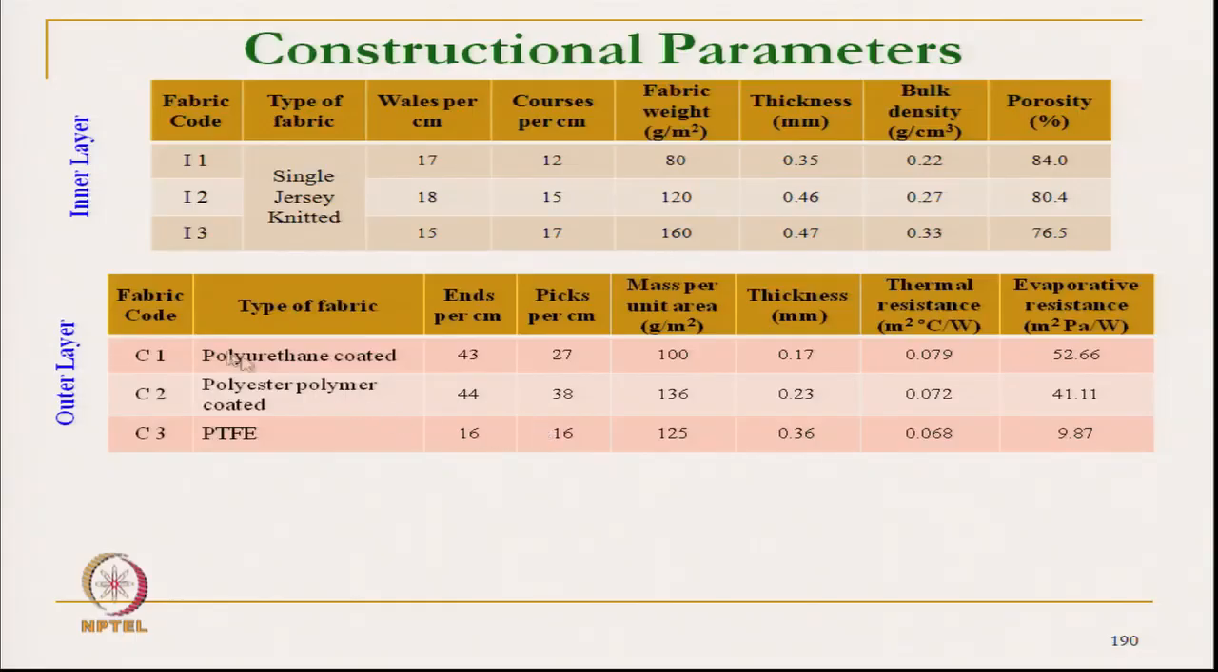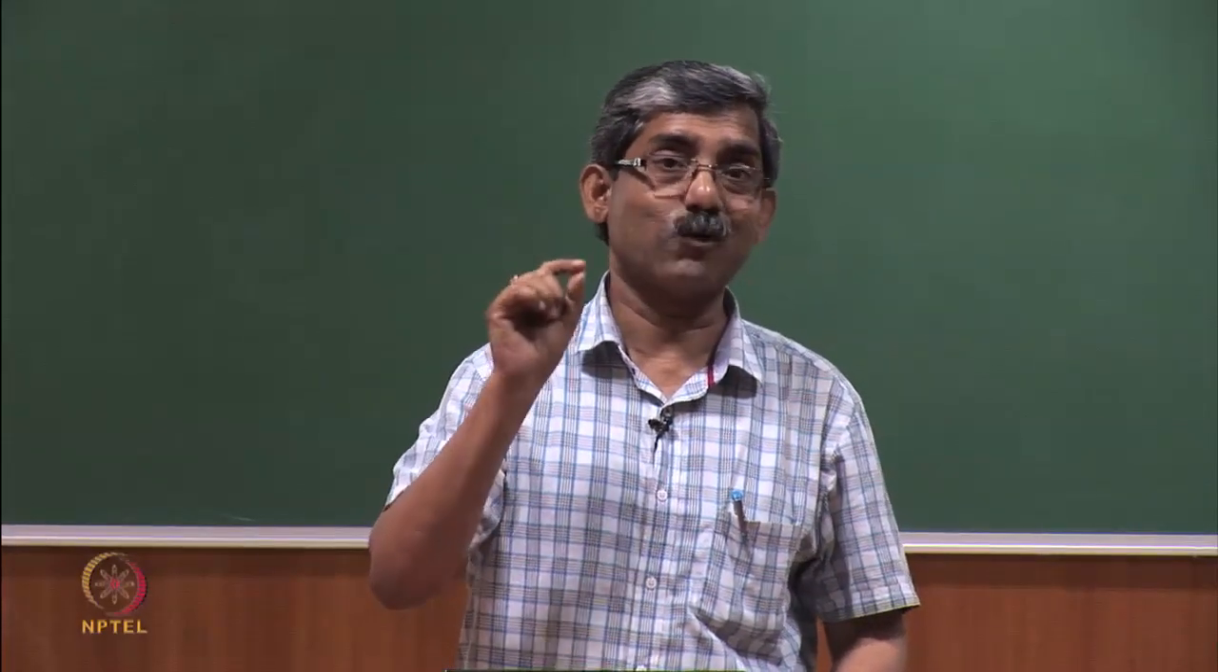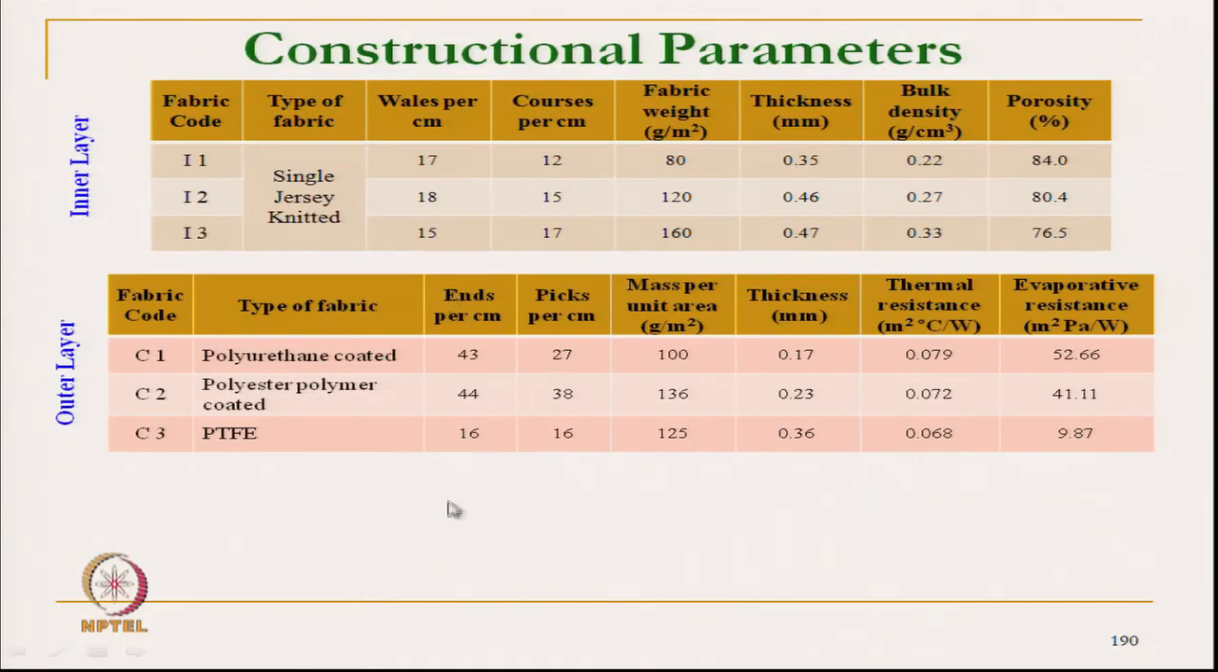Here, in the inner layer, a knitted fabric is used. Three different inner layers are used, I1, I2, I3, which are single jersey knitted fabrics with different characteristics. And in the outer layer, we have used a coated fabric: polyurethane coated fabric, polyester polymer coated fabric and PTFE coated fabric, with different parameters. In this outer layer we have measured the pore size, and pore size of the outer layer has been taken as one of the experimental parameters here. These fabrics differ in ends per inch, picks per inch, and with different types of coating.